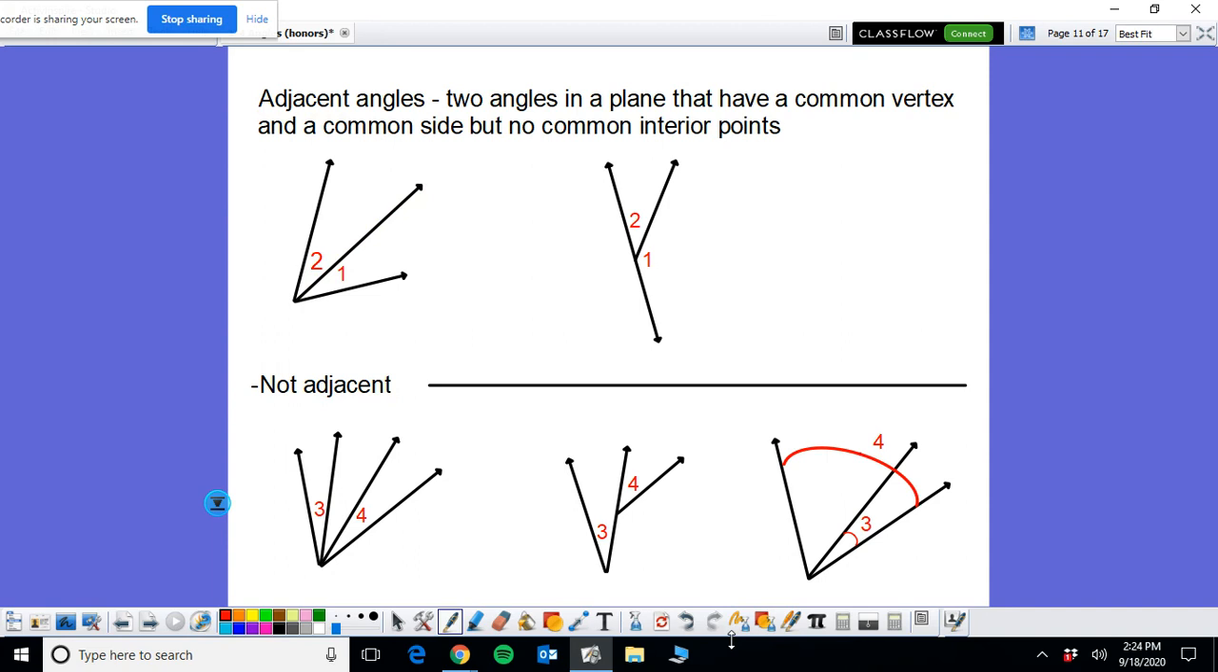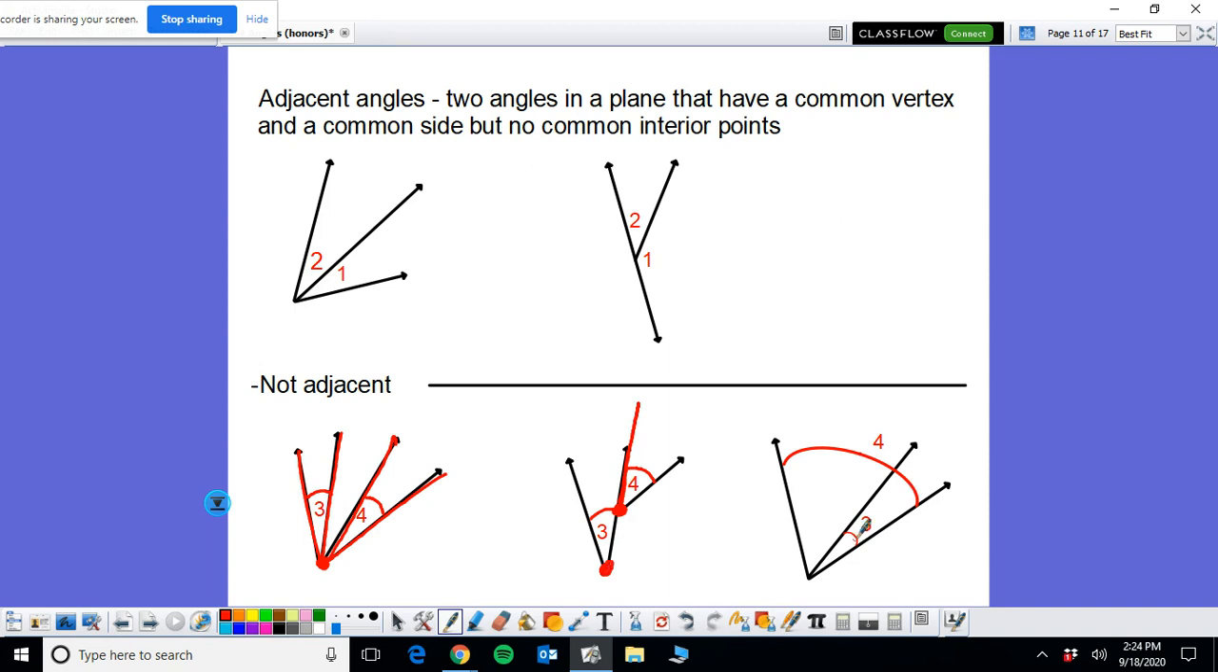What's wrong with angle 3 and 4? Well, don't they share a vertex? Yes, they do. Problem is they don't share a common side. See that? So this angle here and this angle here are not adjacent. Okay, angle 3 and 4, they're sharing a side here. I see that. But they have two different vertexes. Angle 4's vertex is here. Angle 3's is here.